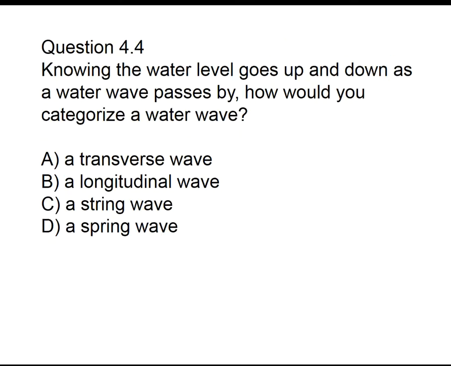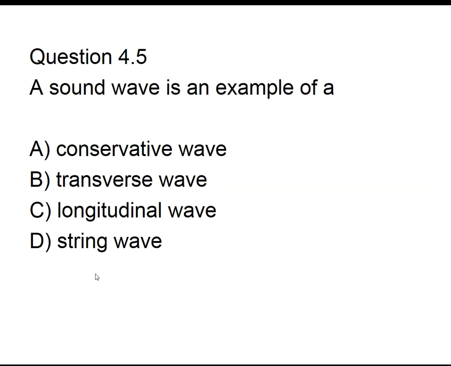Okay, this is a repeat slide here. Knowing that the water level goes up and down as a water wave passes by, how would you categorize that wave? So I'm thinking about, you're at a lake, you see a little rubber ducky sitting on the lake, and there's some water wave that's passing by, and the little rubber ducky's going up and down, telling you that the water level is also going up and down. How would you categorize this wave? Well, I would say it'd be a transverse wave. And the reason is because the rubber ducky is moving up and down, whereas the wave is moving from left to right.